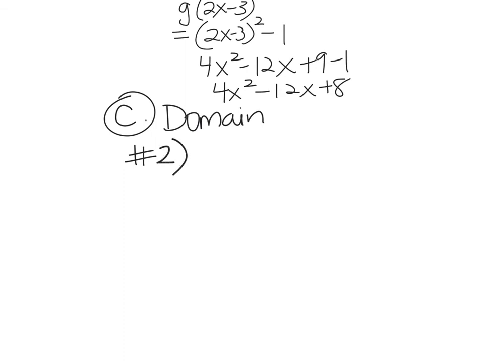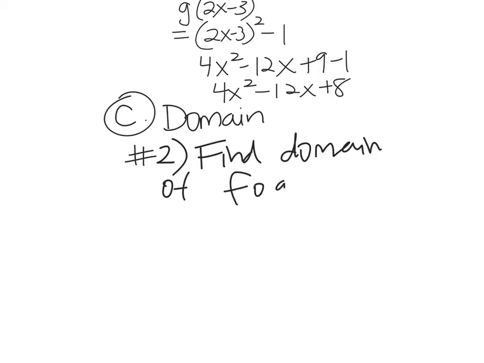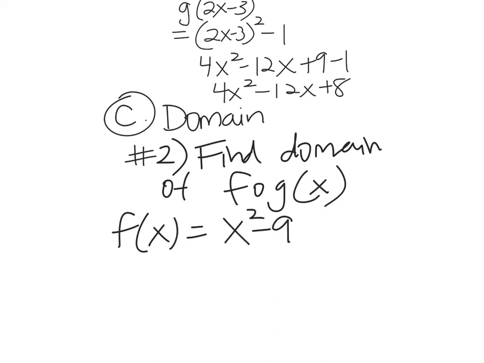All right, so we're going to find the domain of f of g of x, given that f of x is equal to x squared minus 9, and g of x is the square root of 9 minus x squared.